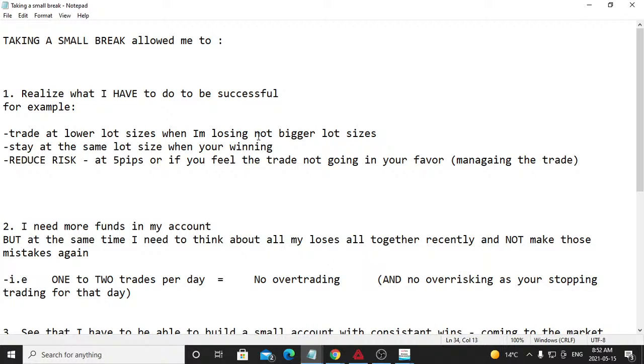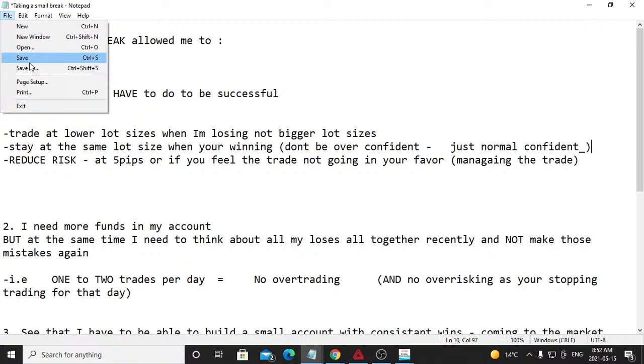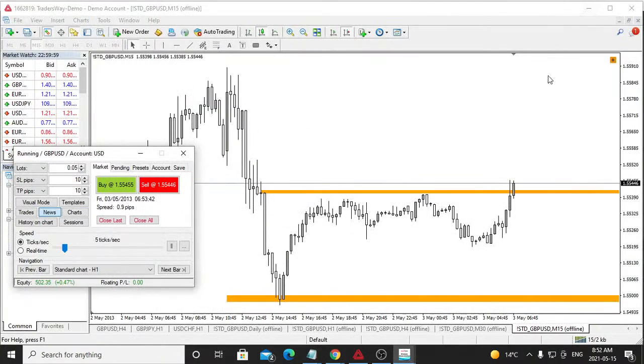Trade at lower lot sizes when I'm losing, not bigger lot sizes. Stay at the same lot size when you're winning. Don't be overconfident, just normal confident. Very, very important lesson that was learned. Always about the lesson learned.